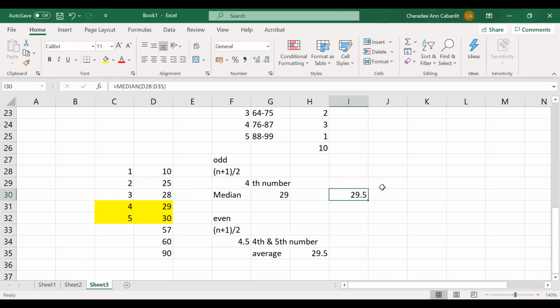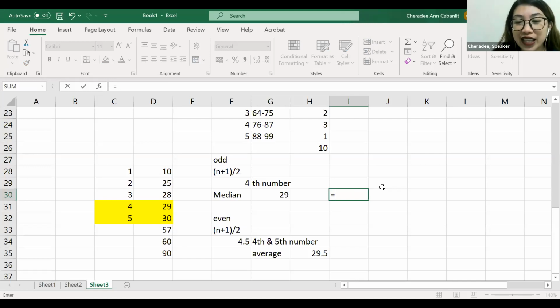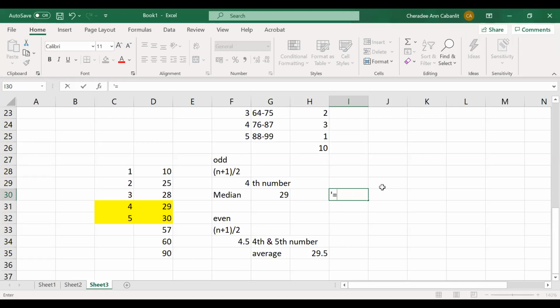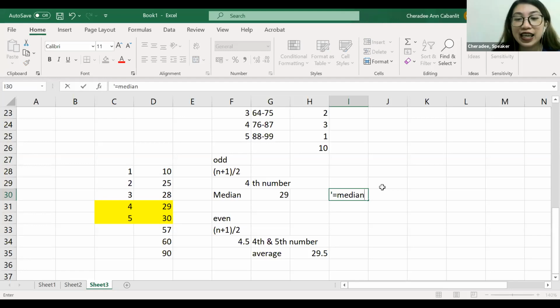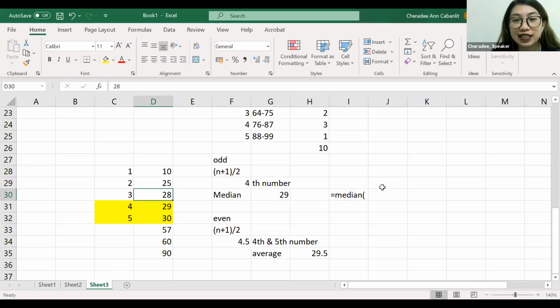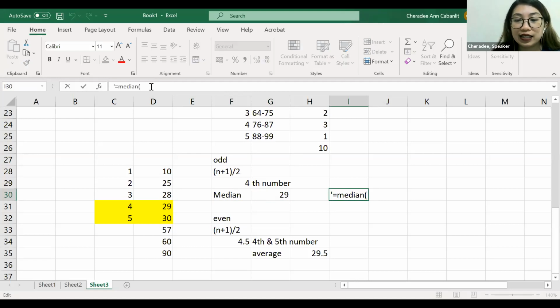So that's the power of... Where is the median, ma'am? Just type it, ma'am. Type equal sign. So I type formula, okay, median. And then you highlight the numbers, then the numbers you want to add.